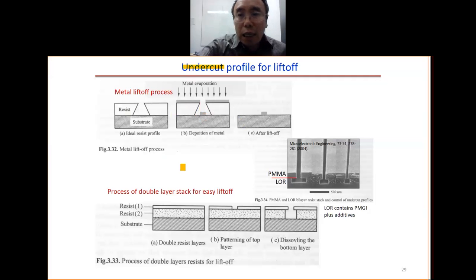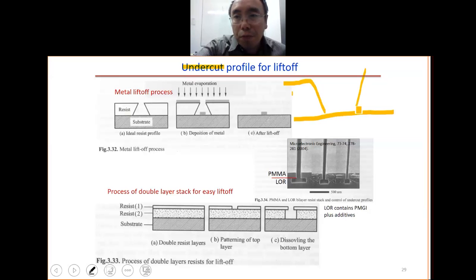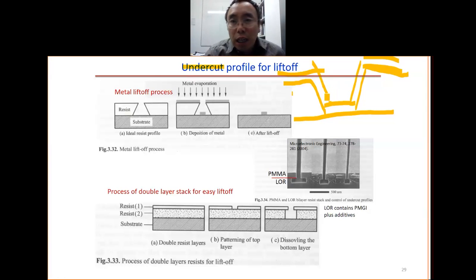On the other hand, if the resist profile is something like this, then it will not be good. You can imagine when you coat the metal, it will be coated here, here and here. But there will also be metal on the side wall. The metal on the side wall will connect the metal on the top and the metal on the bottom. Then even though you dissolve the resist, the metal on the top is hard to get off. But if we have the undercut, the opposite, then you get easy lift-off.